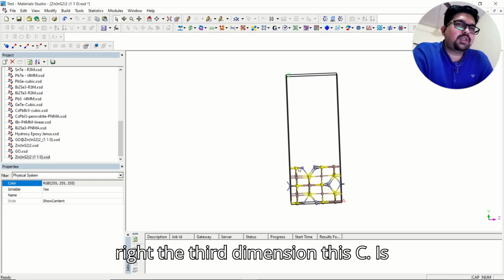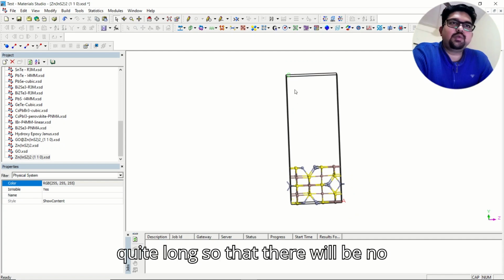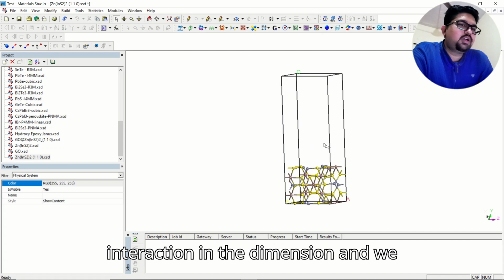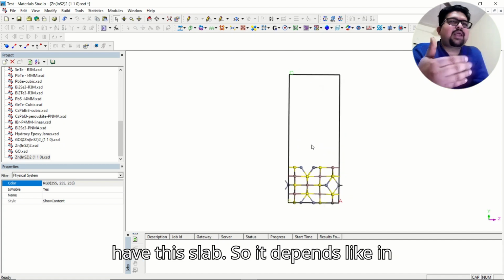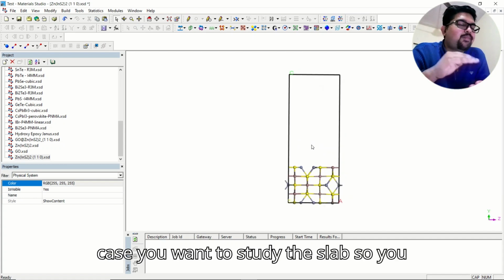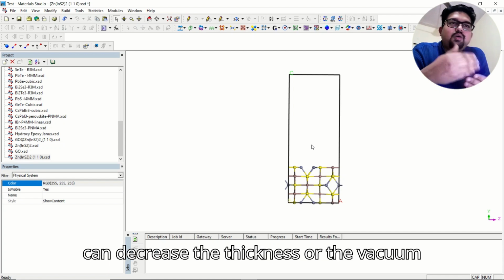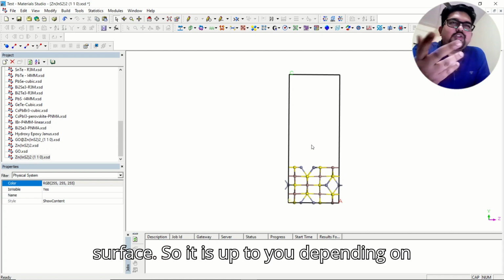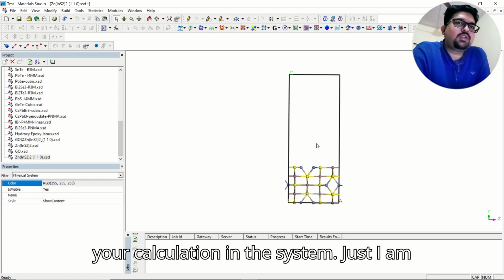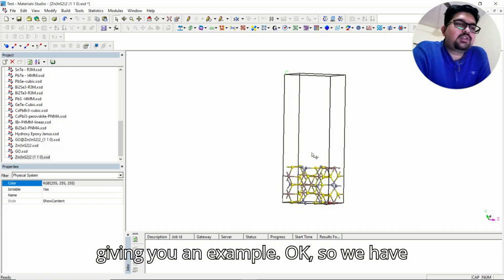The third dimension, this C, is quite long, so there will be no interaction in the third dimension, and we have this slab. So it depends: in case you want to study the slab, you can decrease the thickness or the vacuum surface. So it's up to you depending on your calculation in the system. I'm just giving you an example.